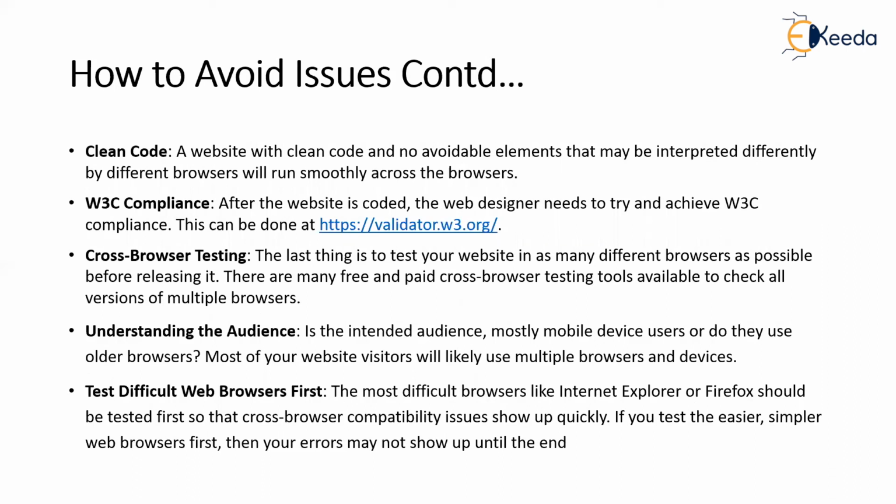Now some more. Cleaning the code. A website with clean code and no avoidable elements that may be interpreted differently by different browsers will run smoothly across the browsers. So clean code is important. Now, W3C compliance. After the website is coded, the web designer needs to try and achieve W3C compliance, and this can be done by using this URL. Cross-browser testing. The last thing is to test your website in as many different browsers as possible before releasing it. There are many free and paid cross-browser testing tools available to check all the versions of multiple browsers. So testing can be done.